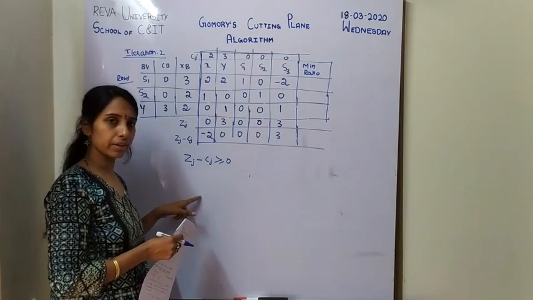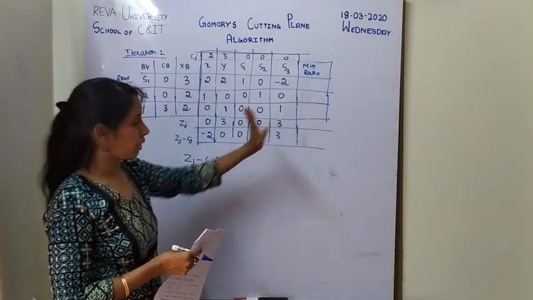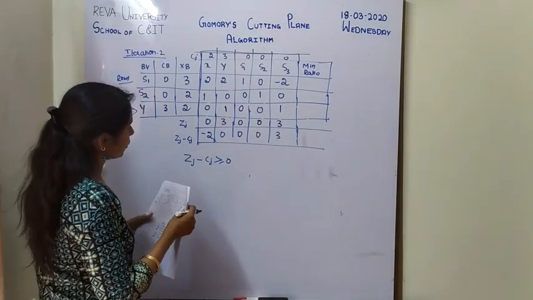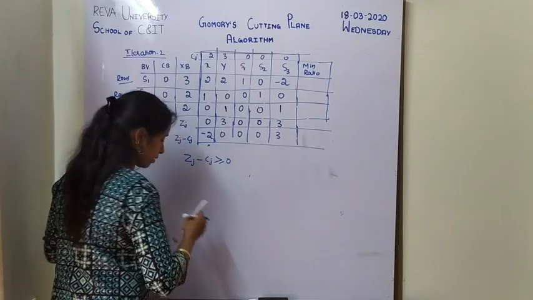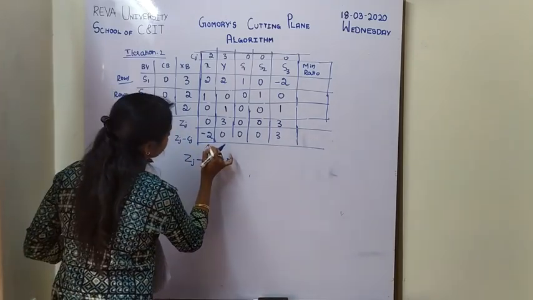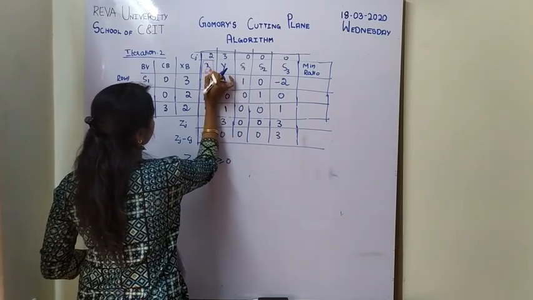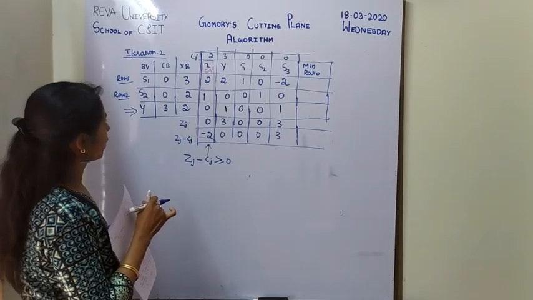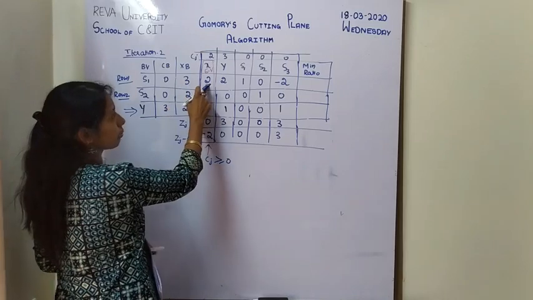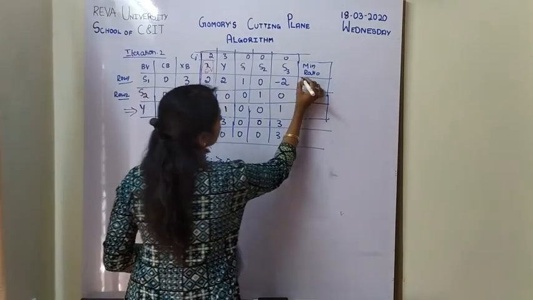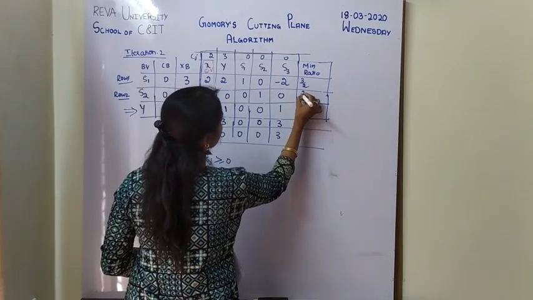To find the next iteration, we have to find the entering row as well as the entering column. Now, the most negative number, since we have only one here, represents the entering column. So this will be our entering variable. Now to find the leaving variable, what do we have to do? XB divided by the value in the entering column. 3 divided by 2. 2 divided by 1.